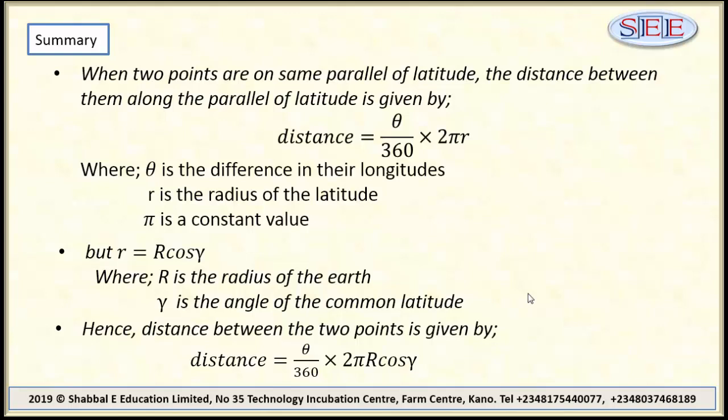The distance between any 2 points is now given by the formula distance equals theta over 360 multiplied by 2 pi capital letter R cos gamma, where capital letter R is the radius of the earth given in the question and gamma is the angle of that latitude.